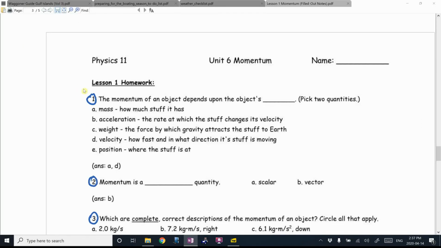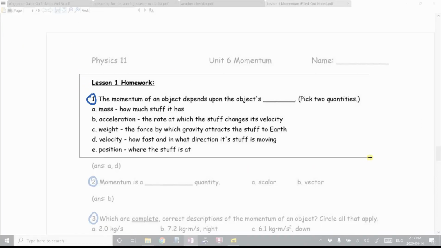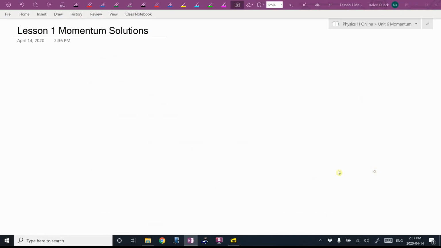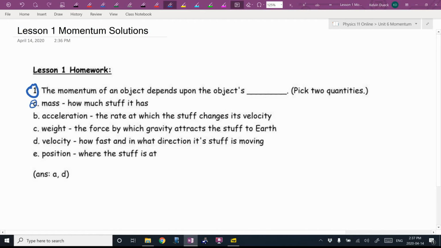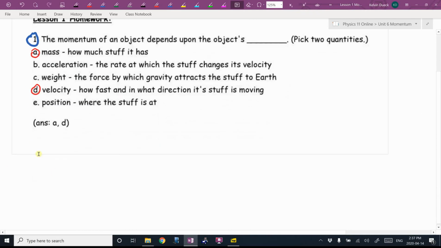So number one, the momentum of an object depends on the object's... and then it says pick two quantities. Momentum is mass. Let's do this in red, so just the color is different. It's mass times velocity. Hopefully that was pretty straightforward. Please notice you do have this equation on your formula sheet, P equals mv.